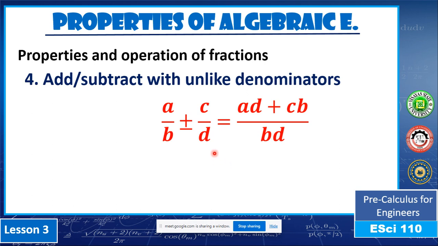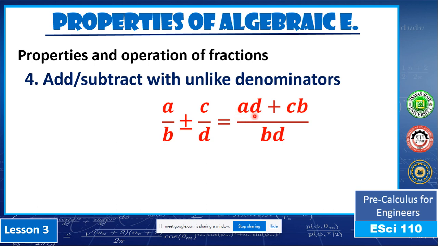So ganito 'yan. If they have different denominators, you just multiply their denominators, so b times d, and then in getting the first term, ganito, follow me class. Your new denominator b times d, you are going to divide it by the denominator of the first term. So b times d divided by b is d, and then you are going to multiply it on the numerator in order to get the first term, which is equal to ad.